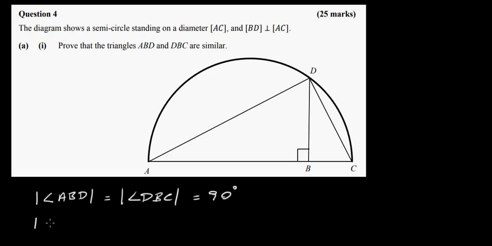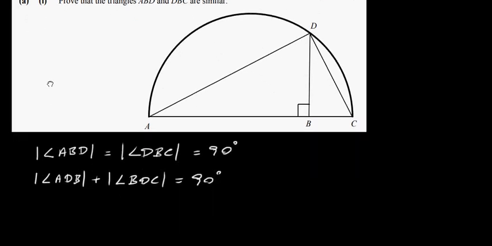In other words, we can say that the size of the angle ADB plus BDC is equal to 90 degrees. So in other words, this angle here, ADB, and this angle here, BDC, they add up to 90 degrees. Now let's just move this up a little bit. Okay, so we know that this angle here, these two angles added together are 90 degrees.